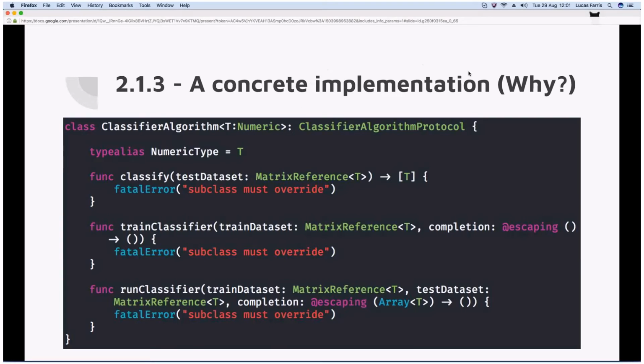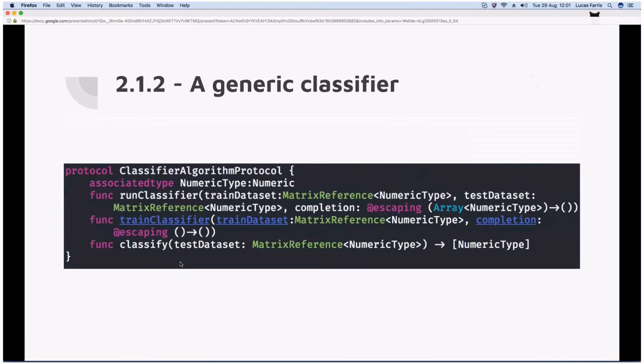Then we need a concrete implementation, and I will talk about why we need this in the next slide. You create a concrete implementation of a generic classifier algorithm that's going to use this type Numeric. And because you used an associated type, you have to use typealias here and create a new type for the generic one. And because this is still on the generic side, you really have to make your subclasses override these methods from the protocol.